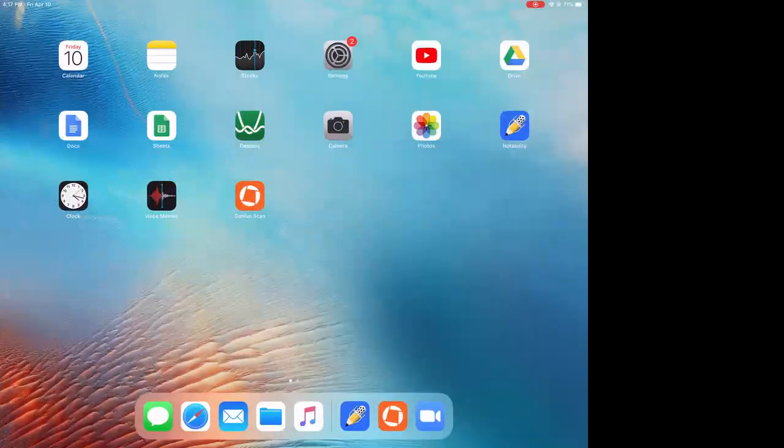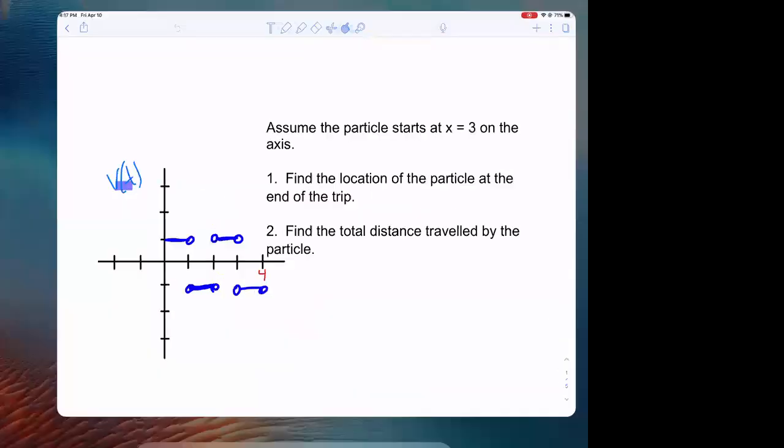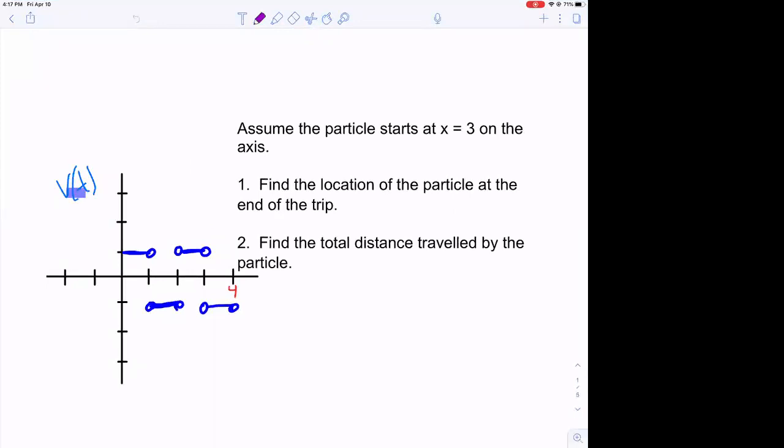So if I take a look here, we are going to do these notes, and this is going to be somewhat of a review from yesterday, just this first one. We found a lot of displacement and total distance yesterday, right? But we didn't say something like end of the trip, right? So here it just has a little graph, and you can assume that this is a velocity graph.